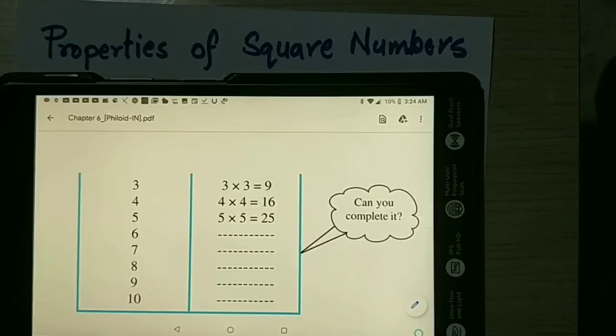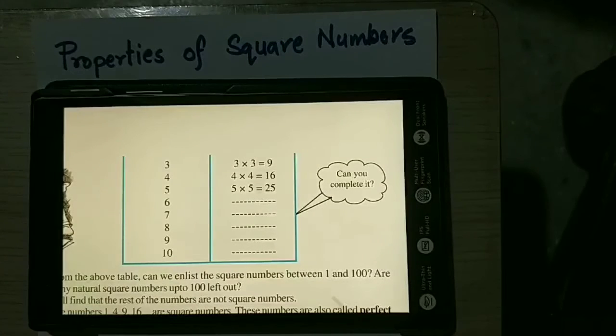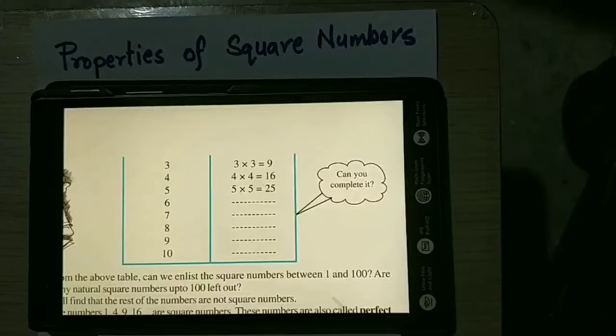Further, dear students, if you have completed this table and memorized the square numbers of 1 to 10, then you can find the unit place of the square of any number.